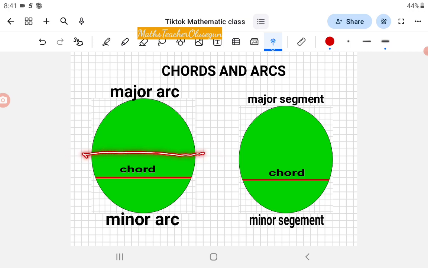But any line that touches both sides of the circumference of the circle and divides the circle is what we call a chord. The major part of it, we call a major arc. This is the major arc. The minor part of it, we call a minor arc. For this, we also call it a segment. So we also have a minor segment. Now let's have an example related to this.